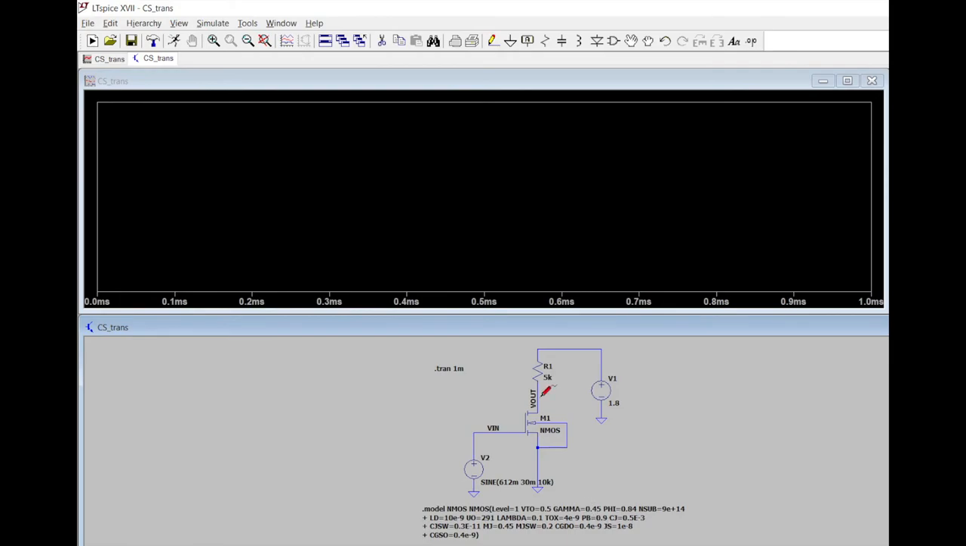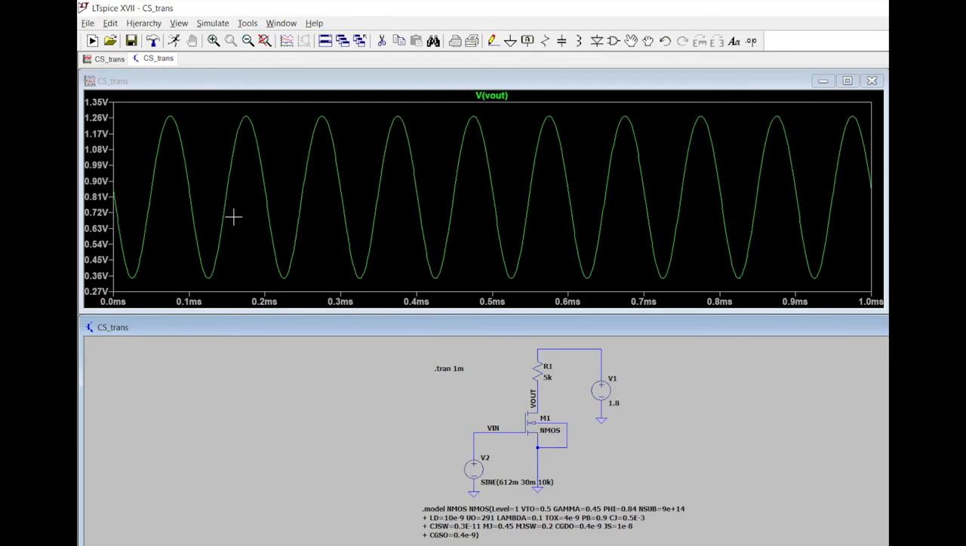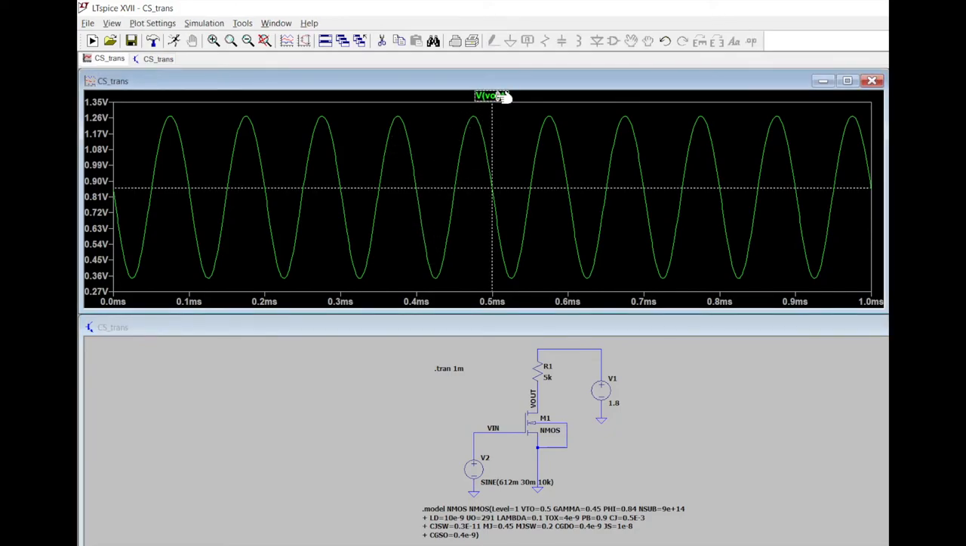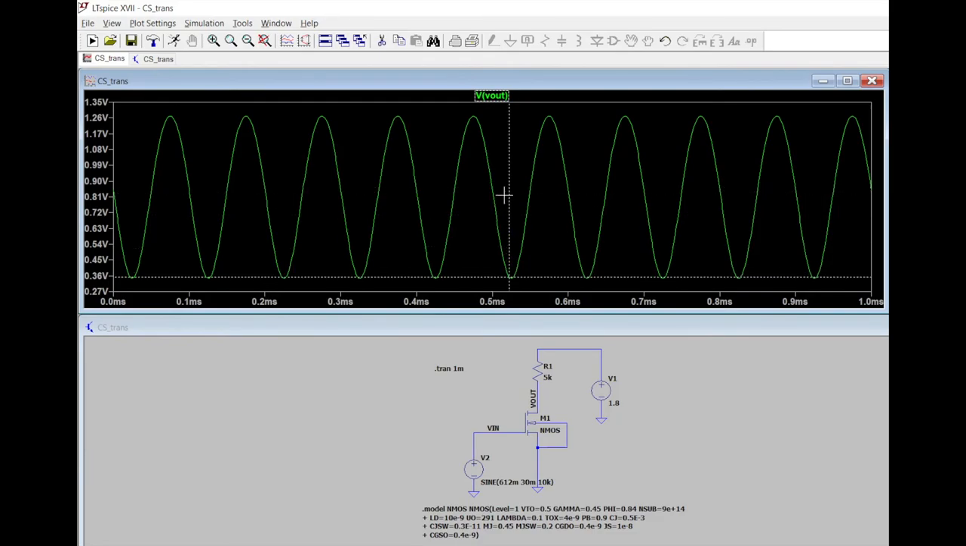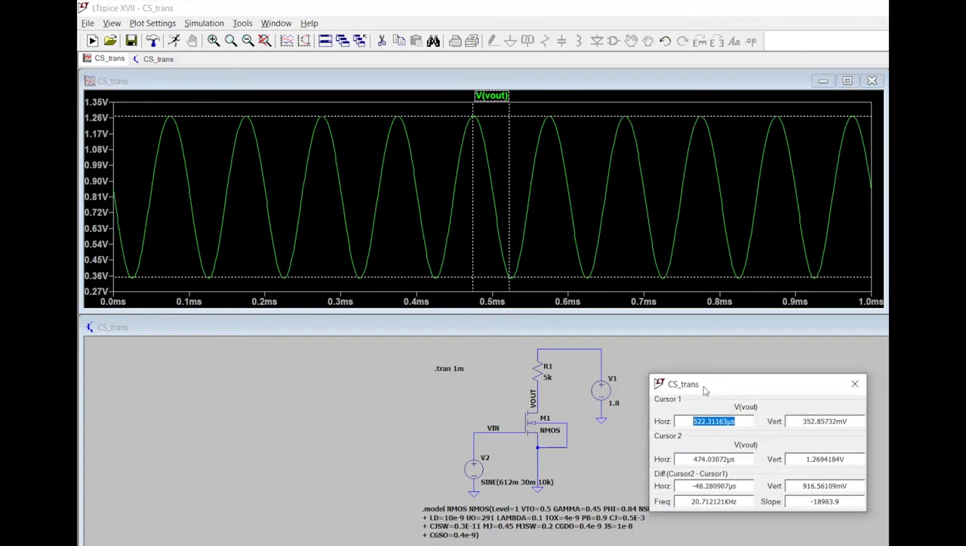Now you can plot this voltage. So you can see that this is the output voltage, and we can find out the peak to peak voltage. Again, you can bring the cursor back. Cursor number one is here, cursor number two is here. You can see the difference in the vertical is 916 millivolt, right?